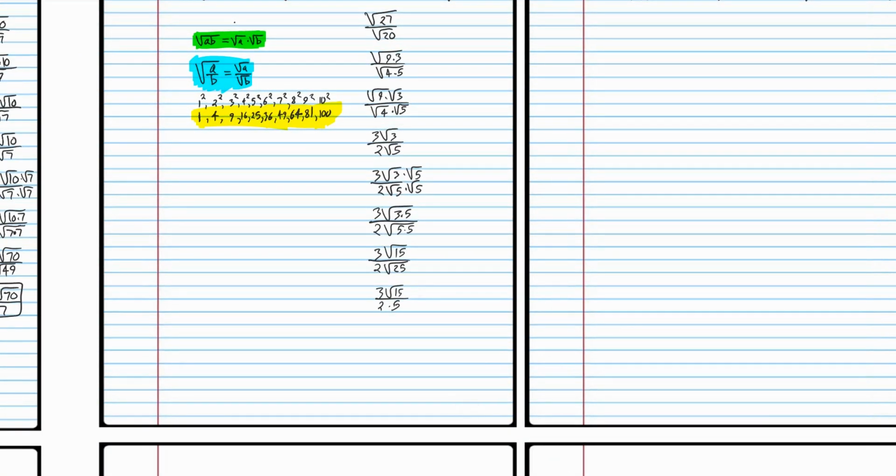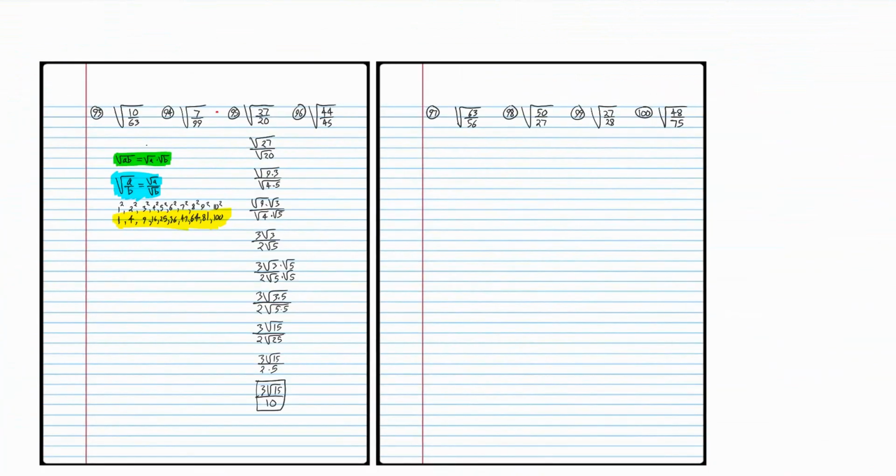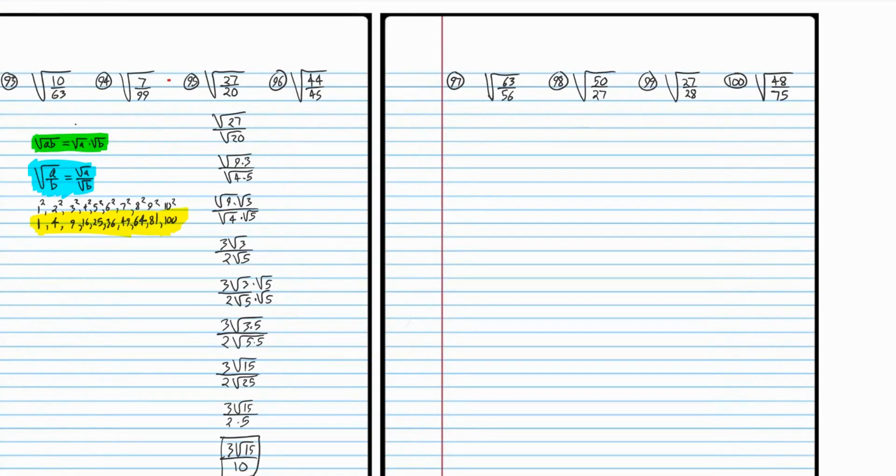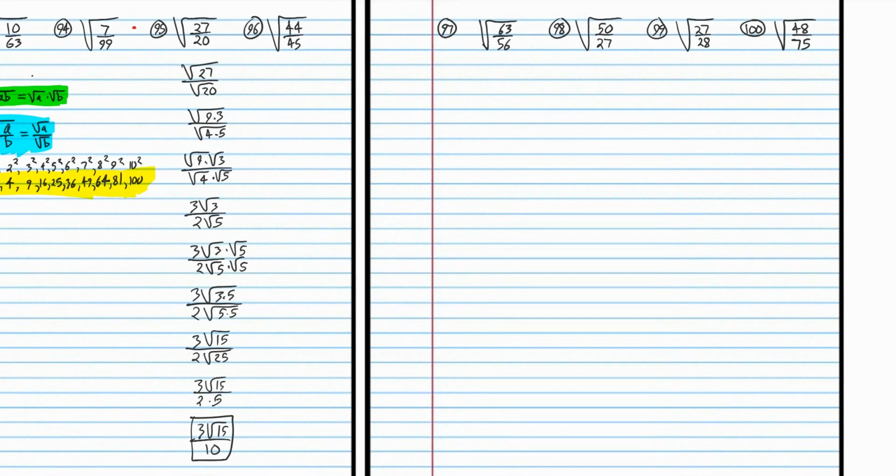And we end up with 3 root 15 over 10. All right, so we're running out of time here. So why don't you go ahead and try one of these, see what you can do, and use this as a guide. And when you come back, we'll do number 96 together.